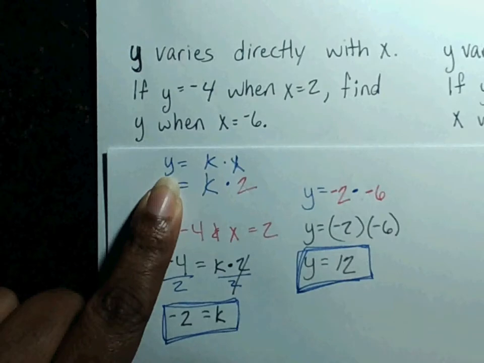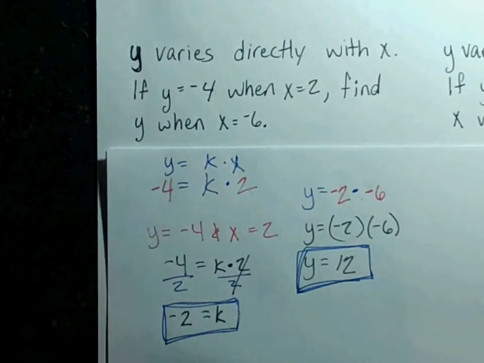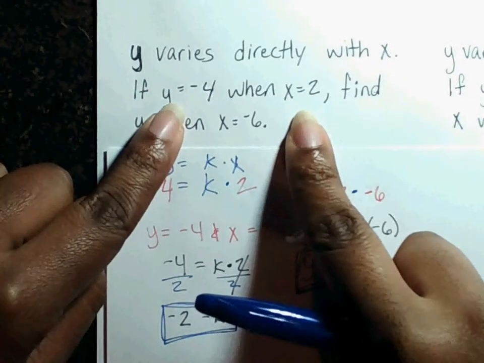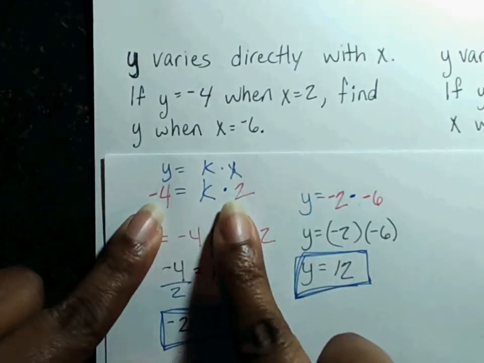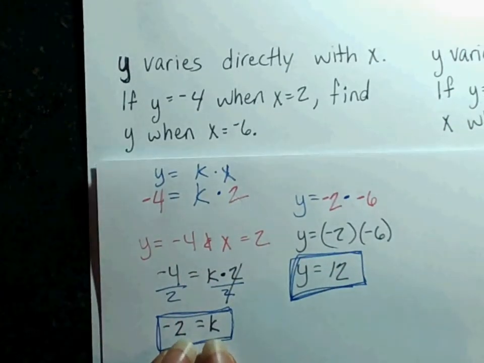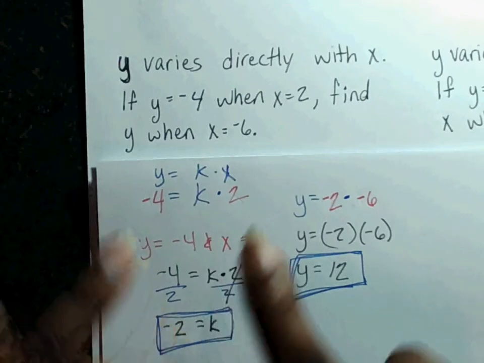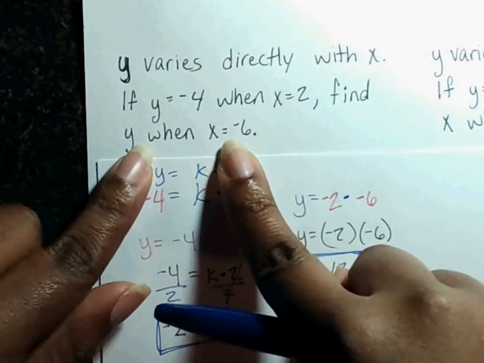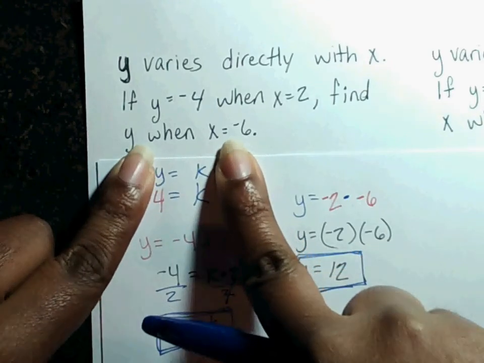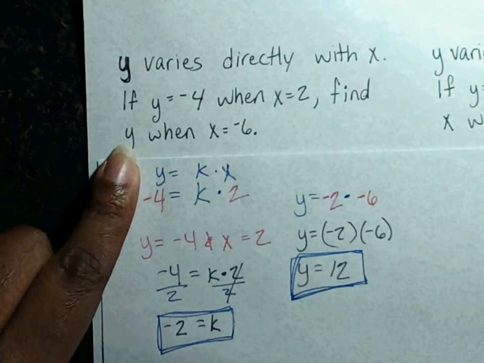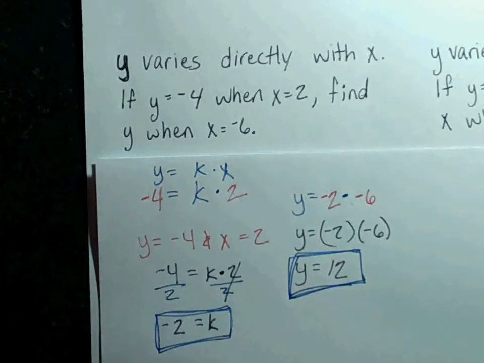Once you know your formula, you use the pair they gave you, substitute it into your formula to find k. You use the k that you found, substitute it in your formula with your half pair to find the other half. That is it. It's the same for every problem. Let's go on to the next one.